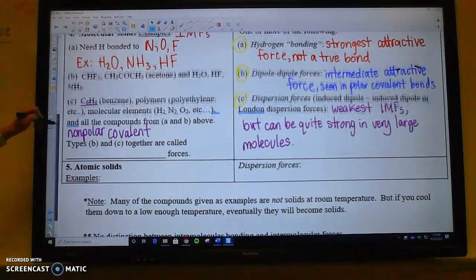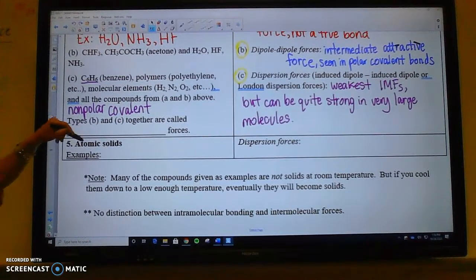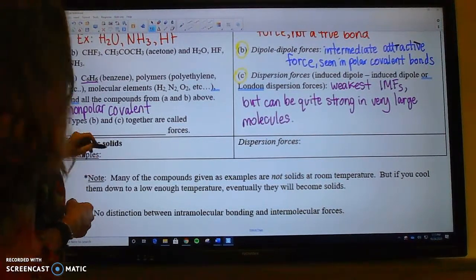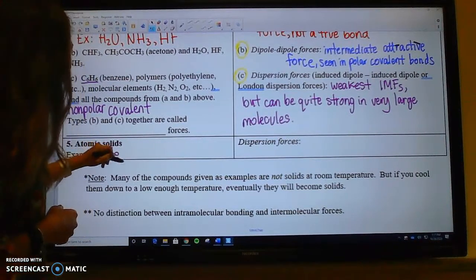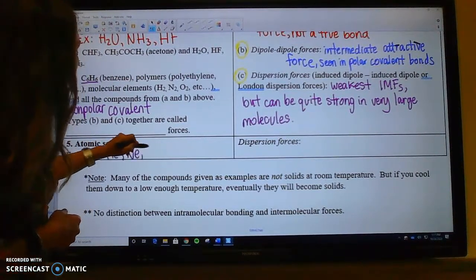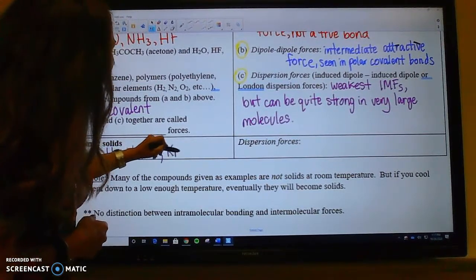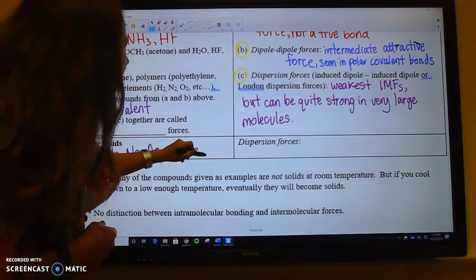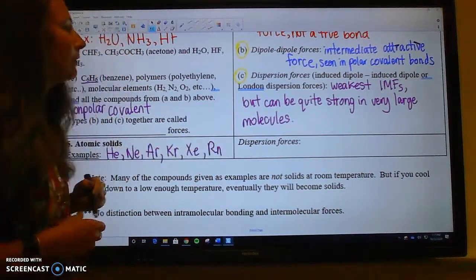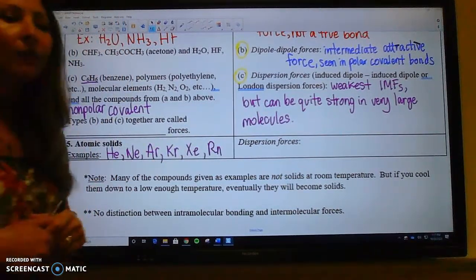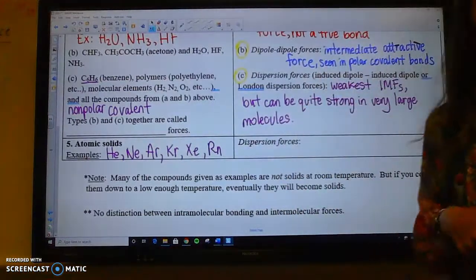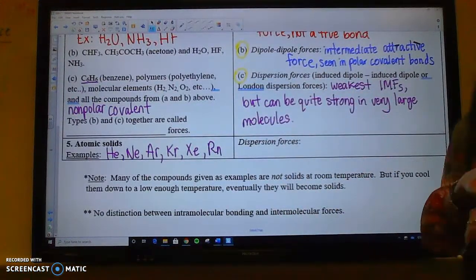Okay? Finally, the atomic solids, these are a special case of the dispersion forces. Some examples would be if you have any of the noble gases. So I want us to write these examples here. So we have helium, neon, we're just going to write out all the noble gases, argon, krypton, xenon, radon. They all have dispersion forces, okay, and we're not going to write anything else there.